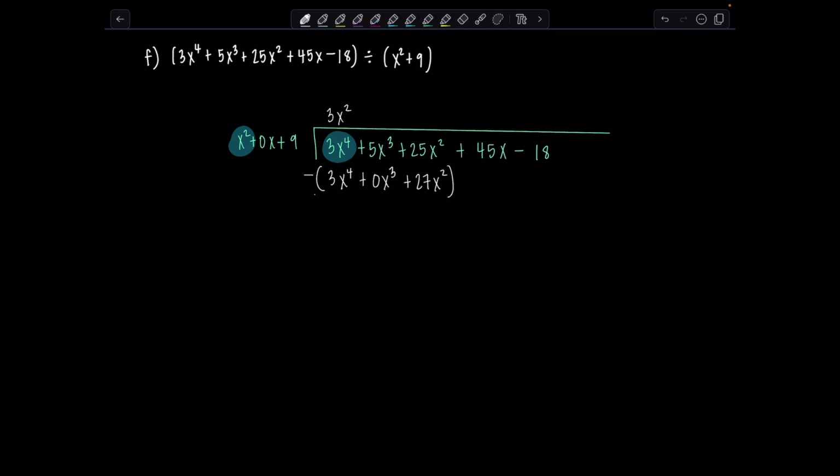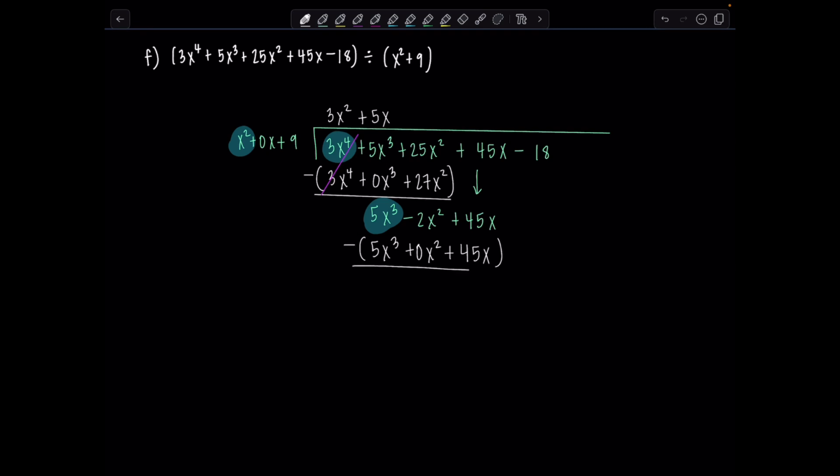Step 3, subtract. So 3x to the 4th cancels. This is going to be now 5x cubed minus 2x squared. Did you remember the minus? Oh, good. And then bring down the next term, 45x. Okay, repeat. So now I'm going to divide 5x cubed by x squared. So x squared times 5x gives me 5x cubed. Good. Then distribute. Write the result here. So that's 5x cubed plus 0x squared plus 45x.